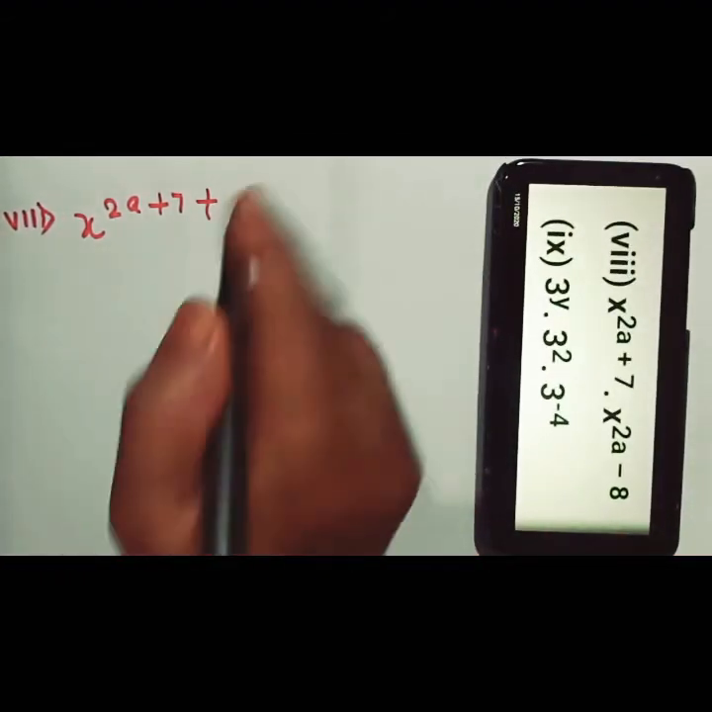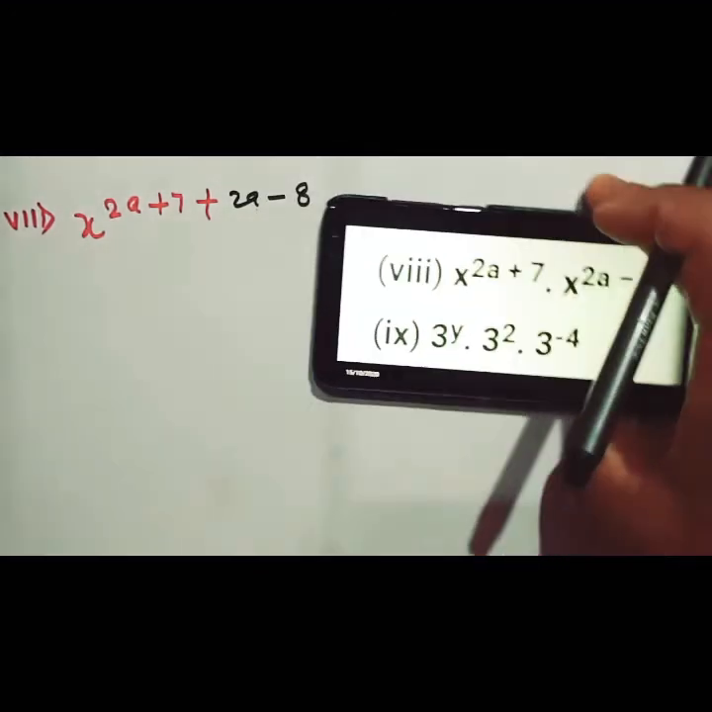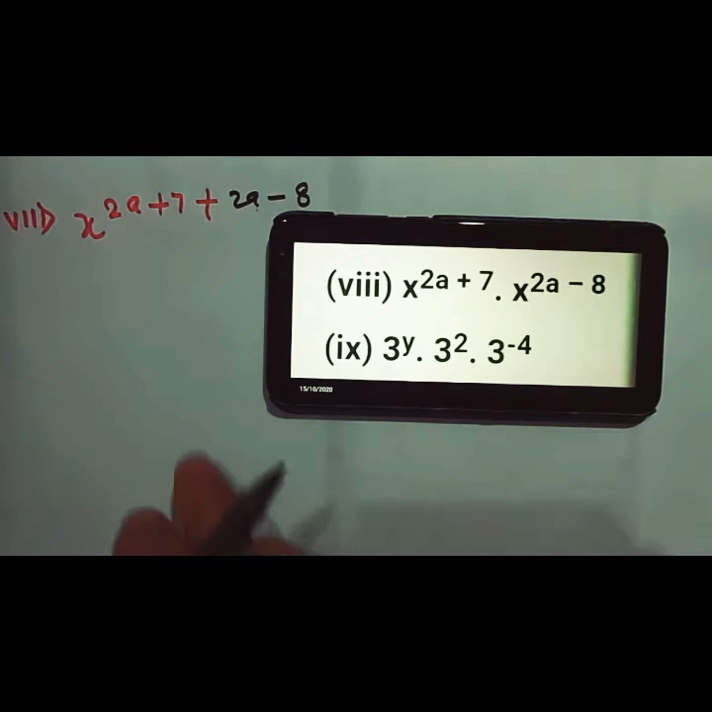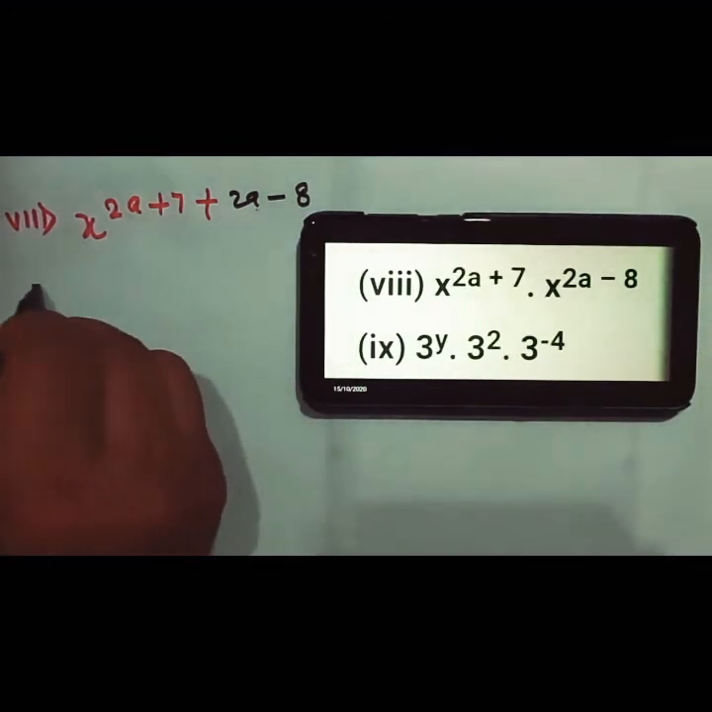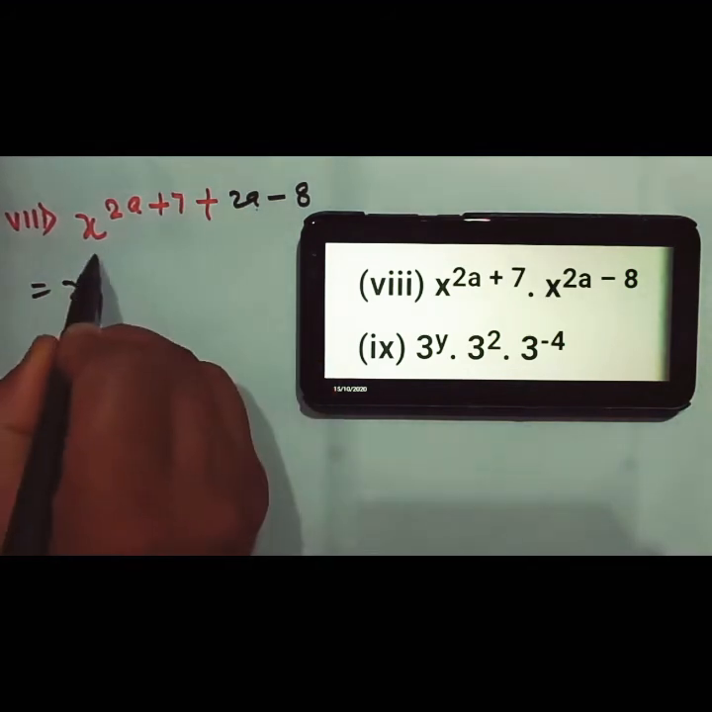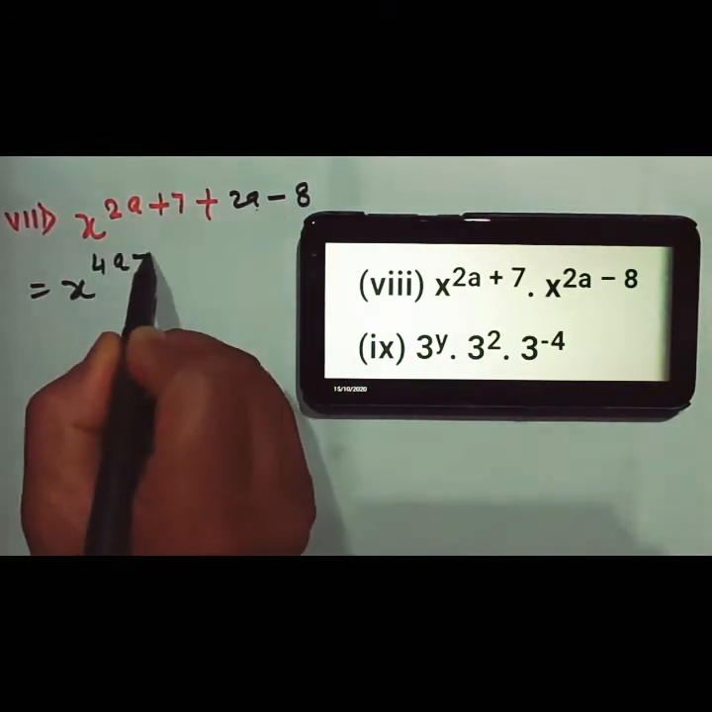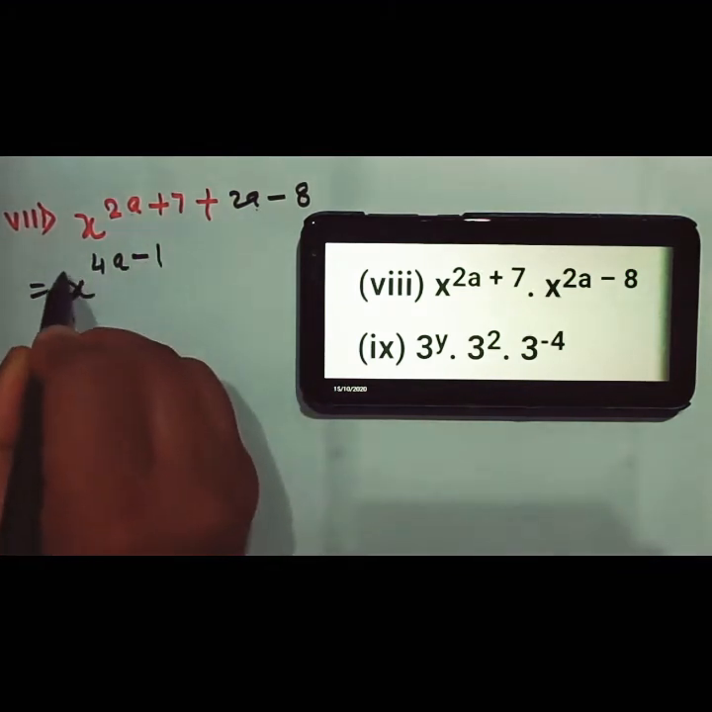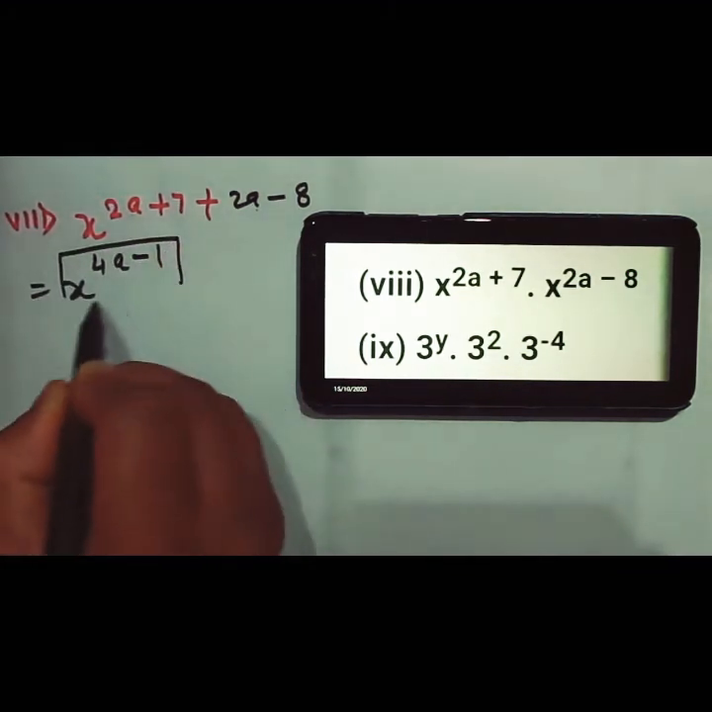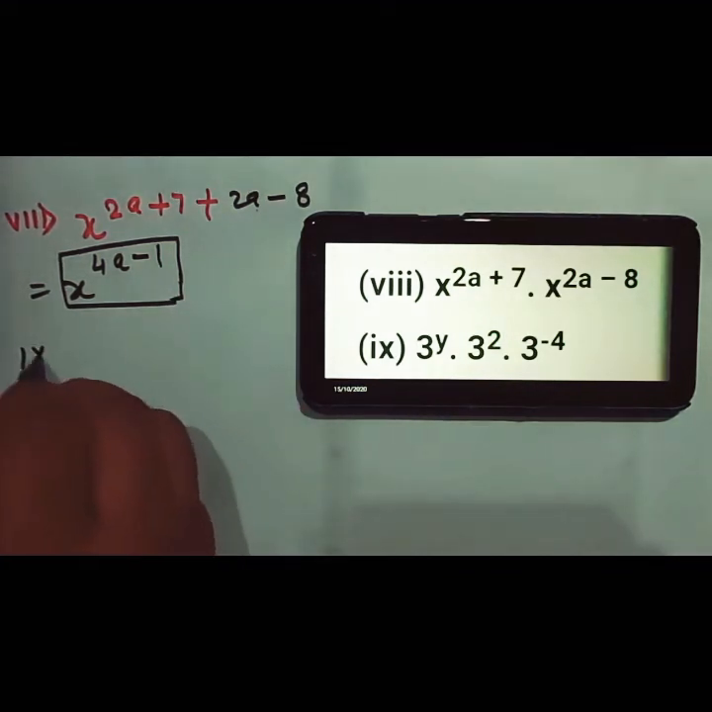Why not write over here 2a minus 8? See what I have done, 2a minus 8. Therefore it is equal to x to the power 2a plus 2a is equal to 4a, 7 minus 8 is equal to minus 1, and this is what our solution is. Clear? It's as simple as anything. Let's come to number 9.